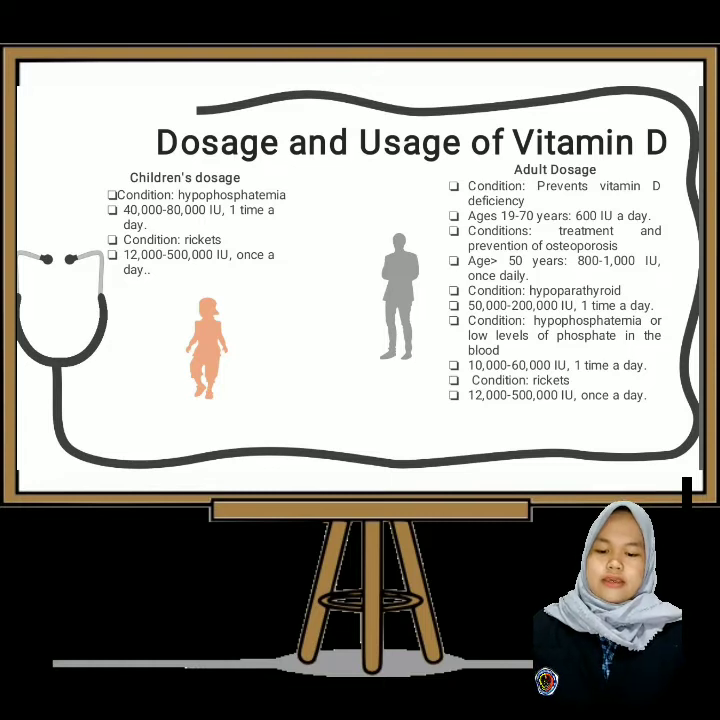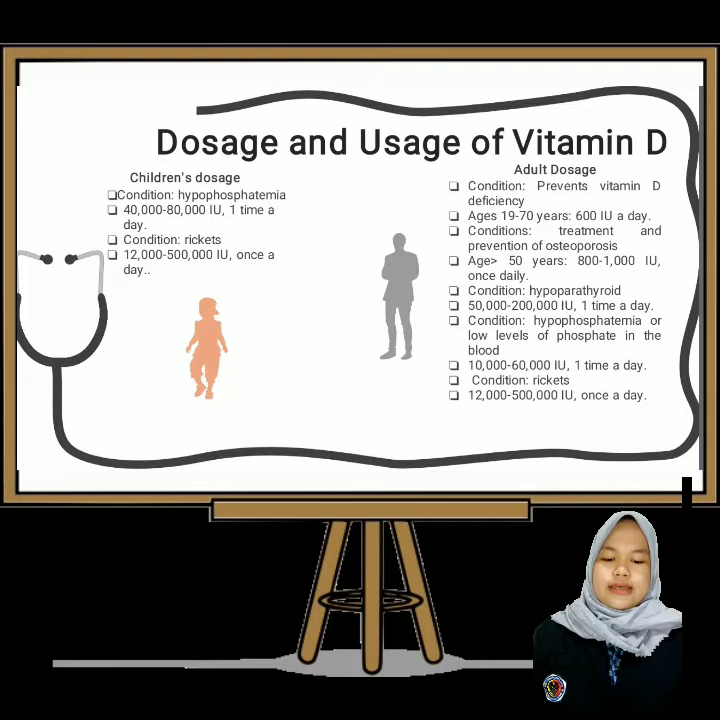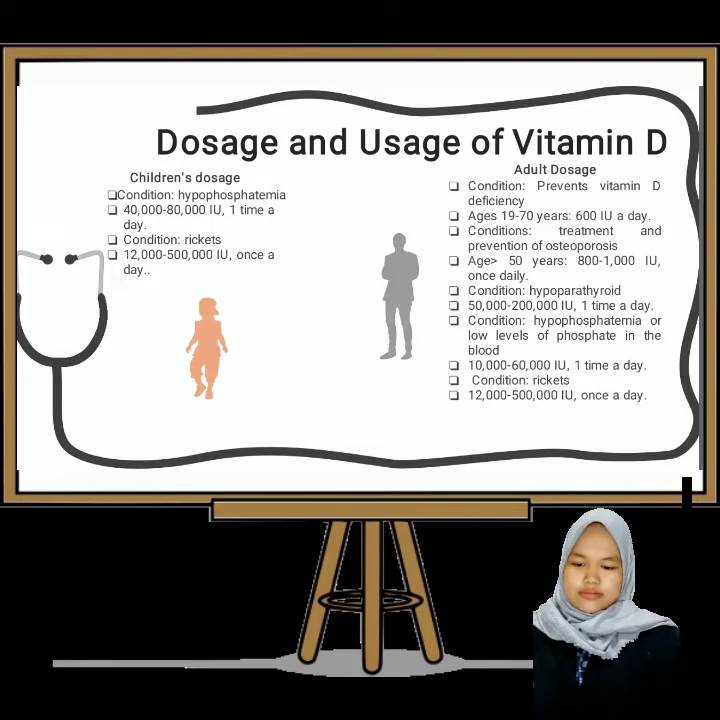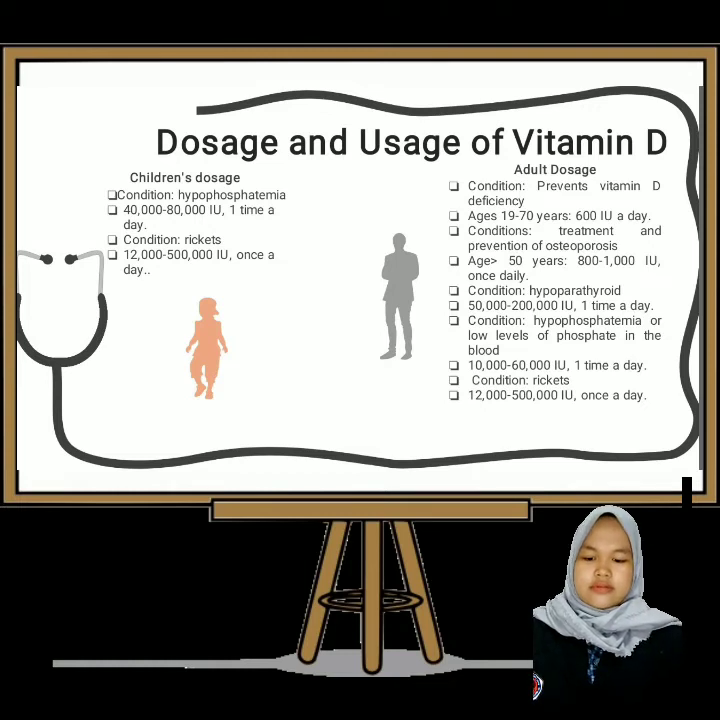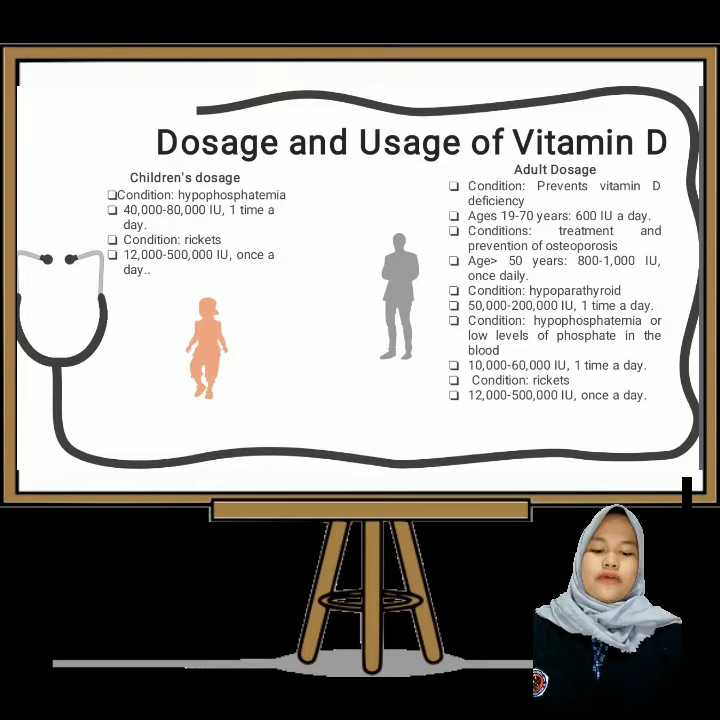Condition: hypophosphatemia, or low levels of phosphate in the blood, 10,000 to 60,000 IU, once a day. Condition: rickets, 12,000 to 500,000 IU, once a day.